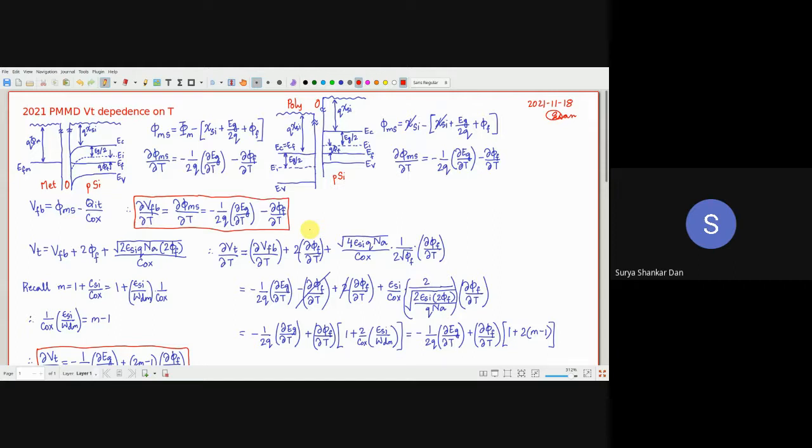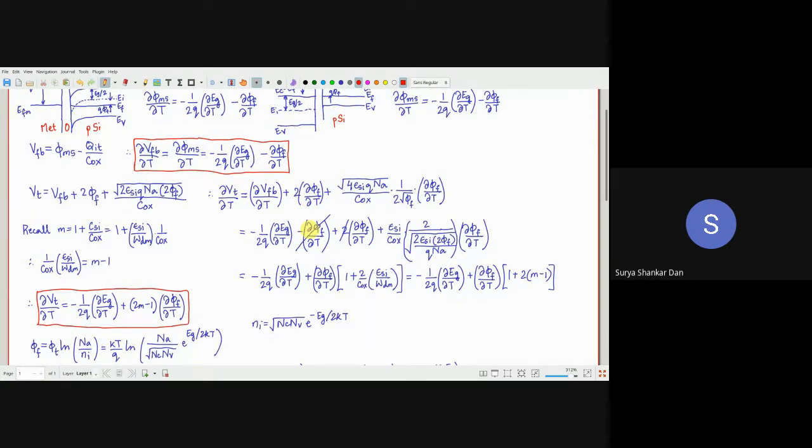We are of course ignoring the body bias and all those like terms. So you will be left with VT equal to VFB plus 2 phi f plus 2 epsilon SI QNA 2 phi f by Cox. Correct. This is a very standard expression for VT. So I can put this box, but this is known to everyone.